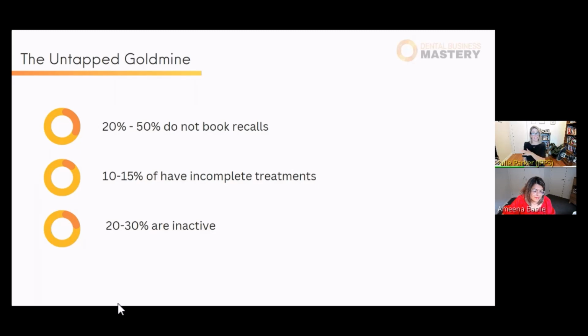And in terms of the inactive ones, the ones that just never come back, 20 to 30% are inactive. The inactive patient base is a bit of a scary number, because quite often we don't get to see any evidence of that unless these patients are asking for their records to be forwarded on to another location. You may be bleeding people out from an inactive patient perspective without truly being aware of it.